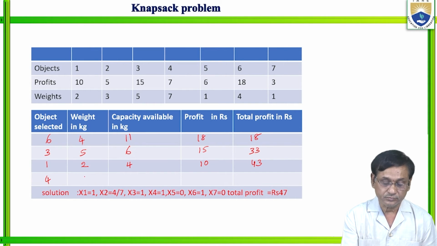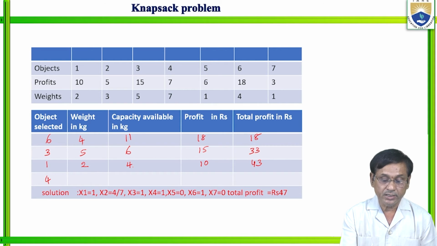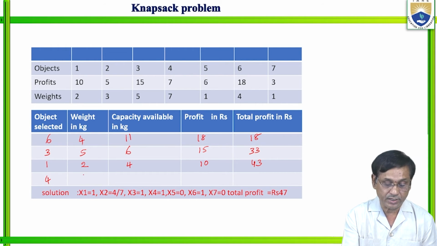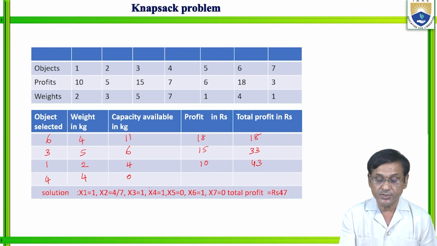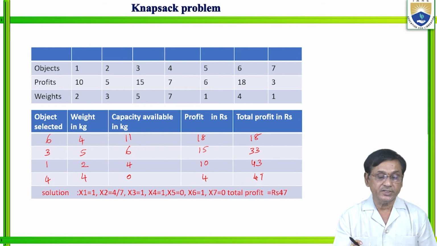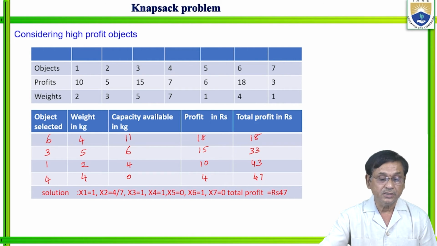Then coming to the fourth object, the capacity is only 4, but here the weight of the fourth object is 7 kg. So that means we cannot consider the entire weight. We can consider only the part of it. That means we want to consider only 4 kg. So this becomes 4 minus 4, 0. And the profit 7 by 7 means 1 rupee corresponding to 1 kg. So that it is 4, and the total profit is 47. So if you consider the weight, considering the highest profit first. Considering high profit objects first.